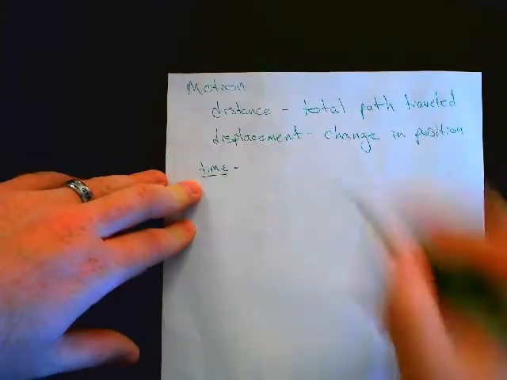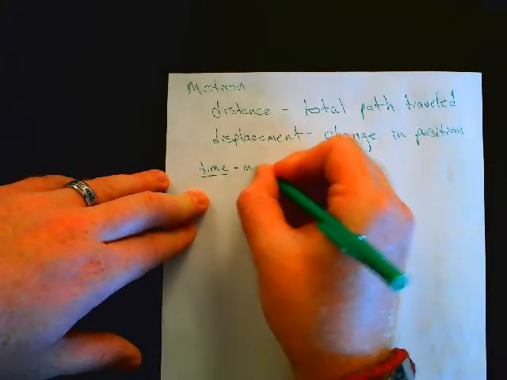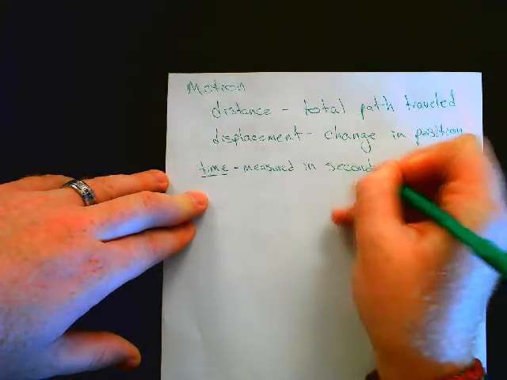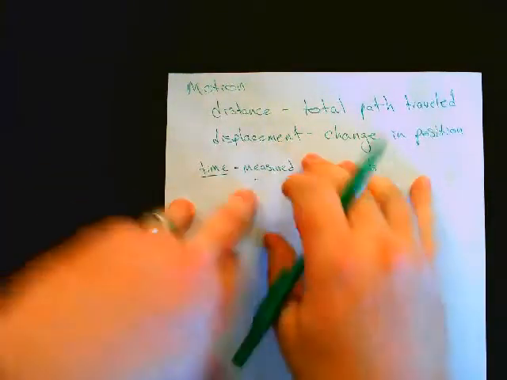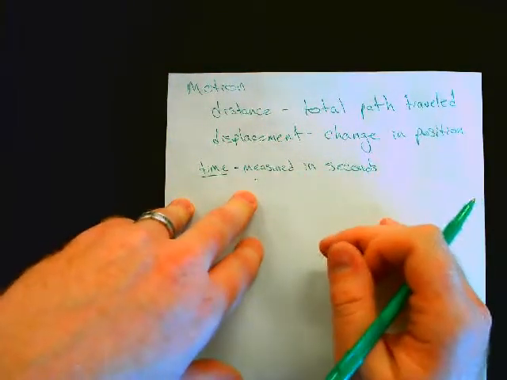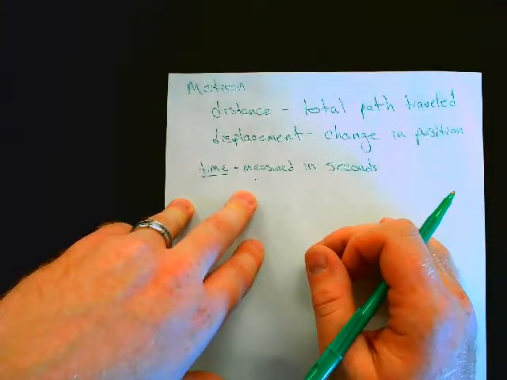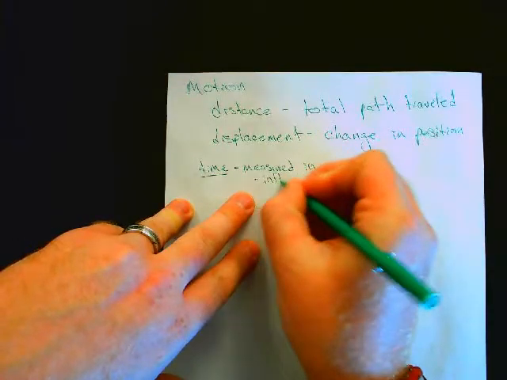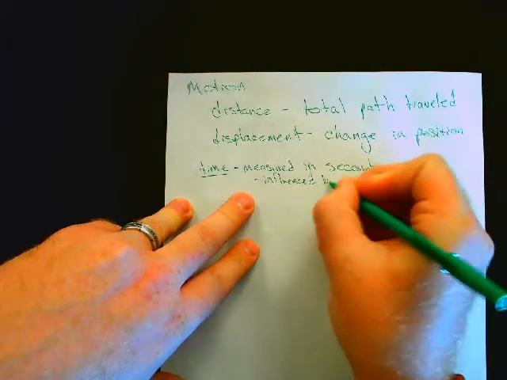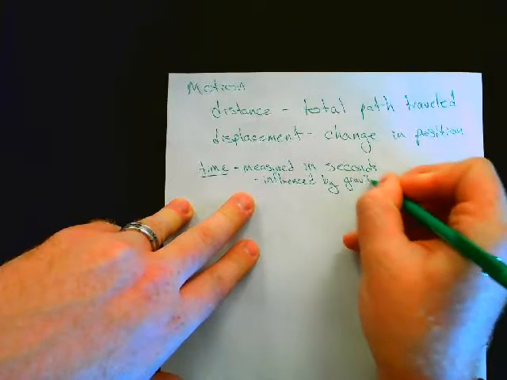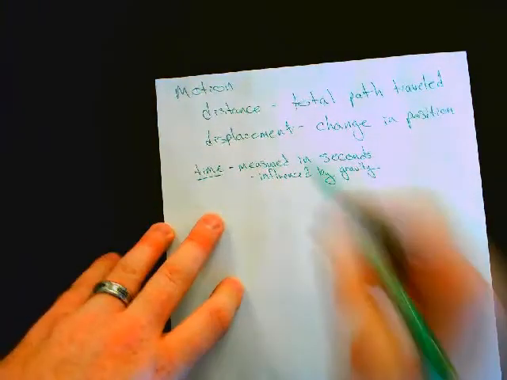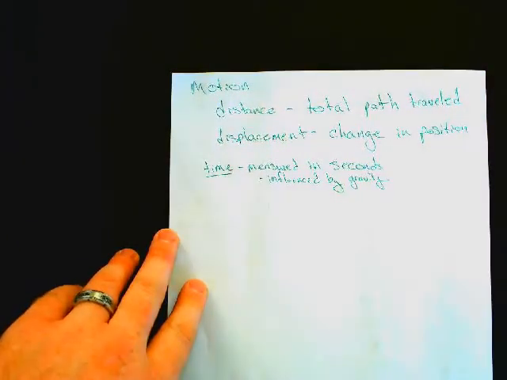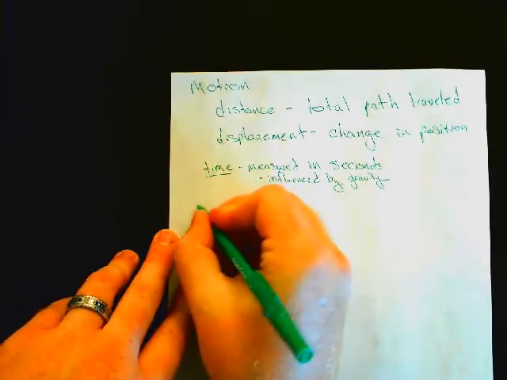All right? So time, we're just going to label that as measured in seconds. And for those of you who are feeling like adding something to it, you can also indicate that it is influenced by gravity. And that'll be a teaser for February. All right, measuring motion. Now we're going to get to the ones that you guys started talking about for the daily question, and that's speed and velocity.